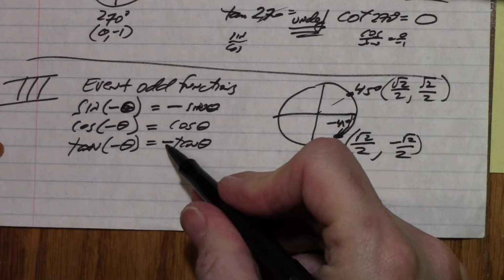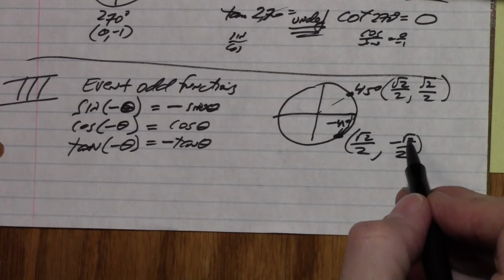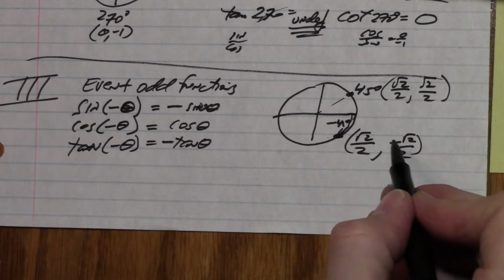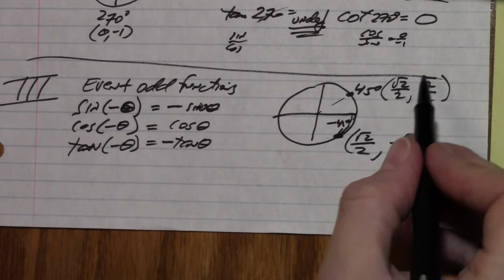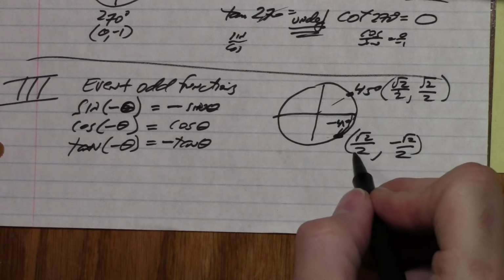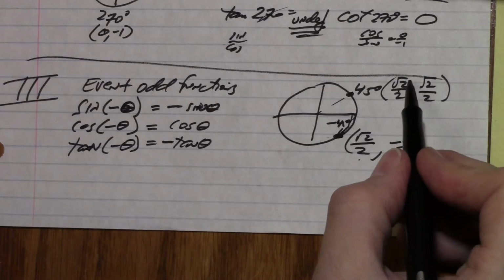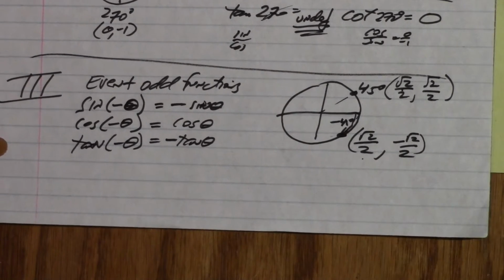And since the tangent is nothing more than the sine over the cosine, you're going to end up with a negative. Here, sine over cosine is a positive 1. Here, sine over cosine is a negative 1, which is the negative of that positive 1.